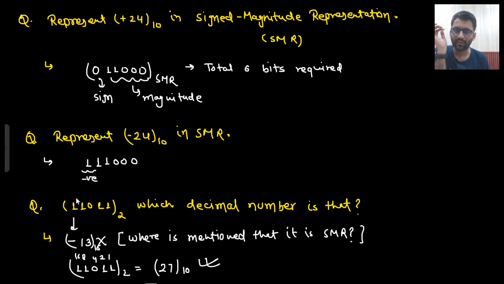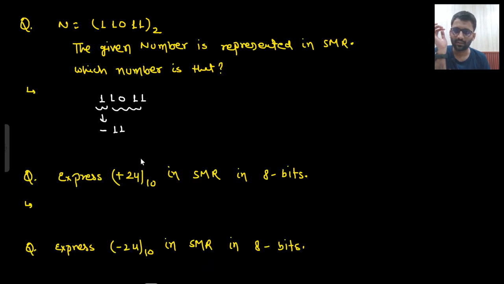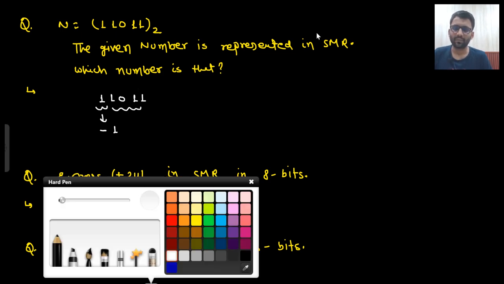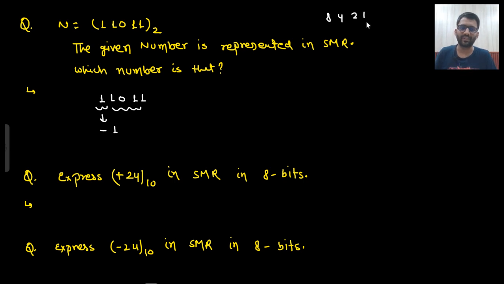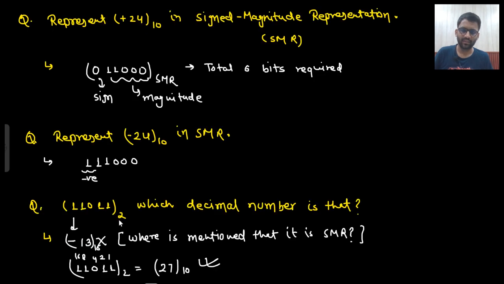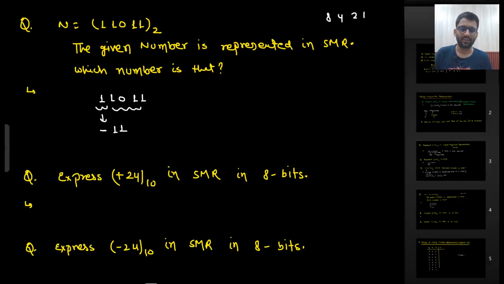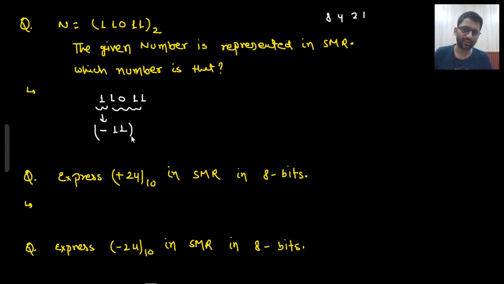1, 2, 4, 8. 8 plus 4 is 12. Okay, sorry. Better to always write 1, 2, 4, 8. 8 plus 2 is 10, and 1 more makes 11. Okay, it would be 11 only. This would also be minus 11 only. So now this will be the correct answer, because it is represented in SMR. So you need to take care of that.